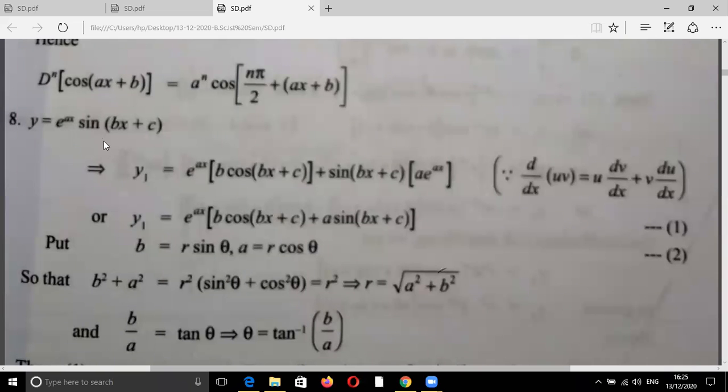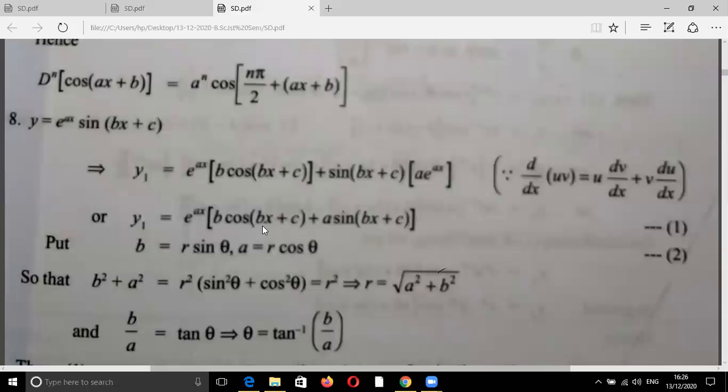Y1, because you are differentiating y with respect to x. Now y1: d by dx of (u v) equals u into dv by dx plus v into du by dx. Here u equals e to the power ax, which you write as it is. Now if you differentiate, sine will become cosine and the inner derivative gives b, so b into 1 plus 0, that is b cos(bx plus c). Plus, v is sin(bx plus c), into the derivative of e to the power ax, which gives a e to the power ax. From these two components you can take e to the power ax as common and write the remaining expression.